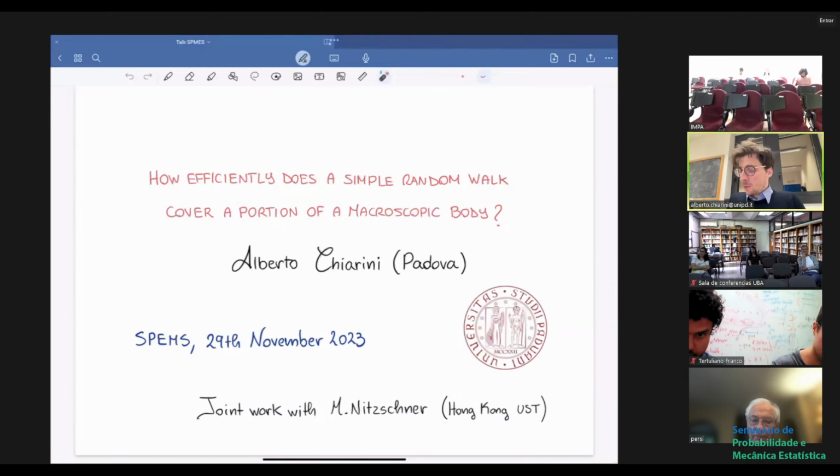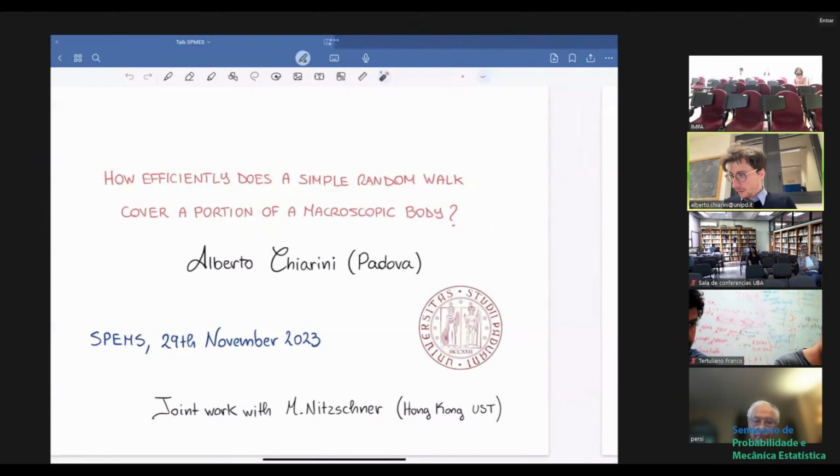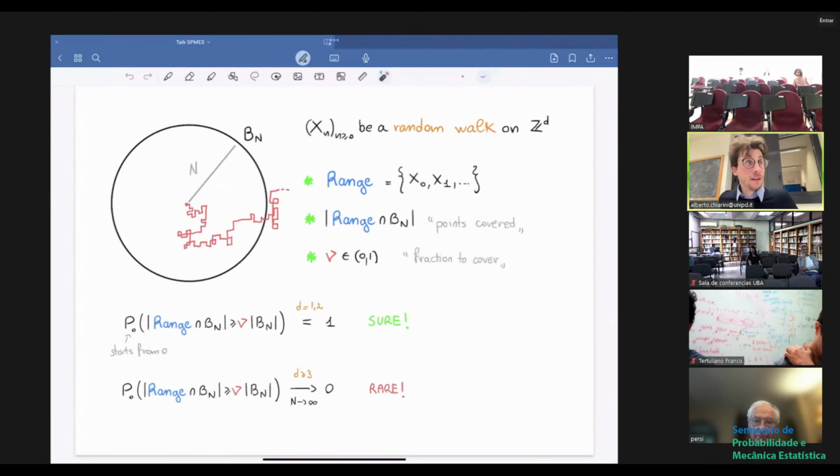So today I will try to answer the following question: how efficiently does a simple random walk cover a portion of a macroscopic body? It's kind of a classical question, and hopefully it will be an interesting answer. So we start immediately with the model and try to figure out this question.